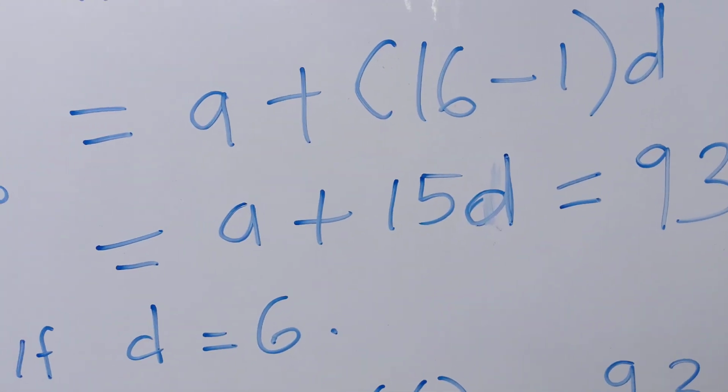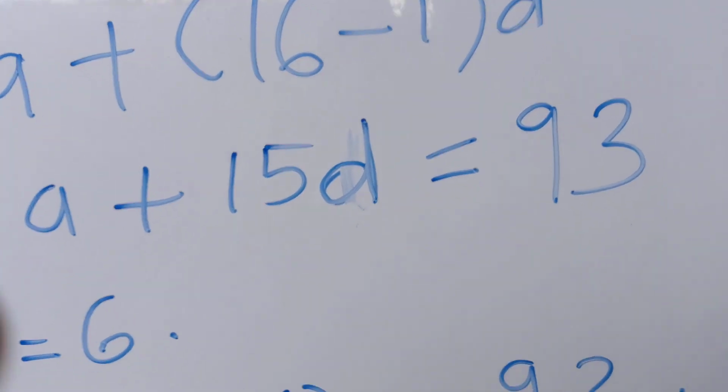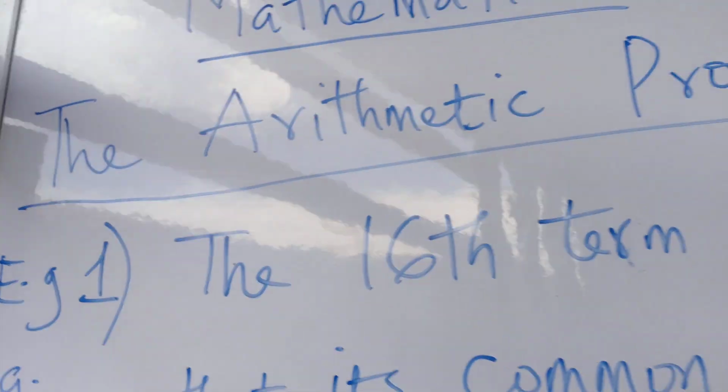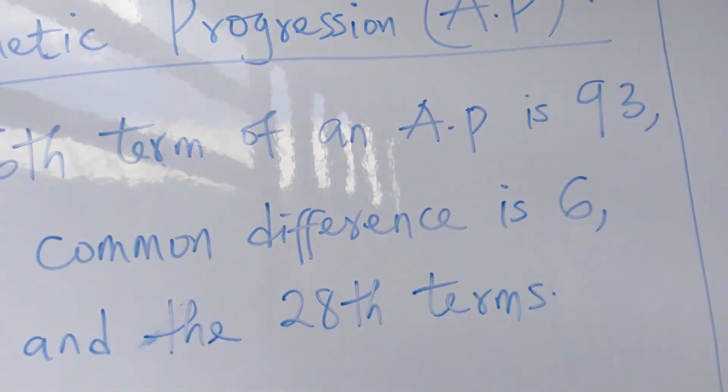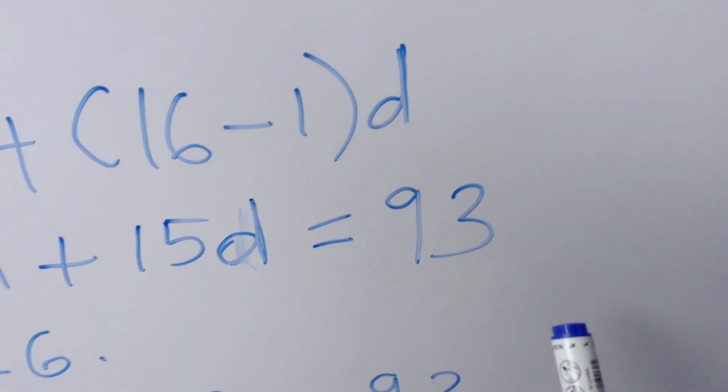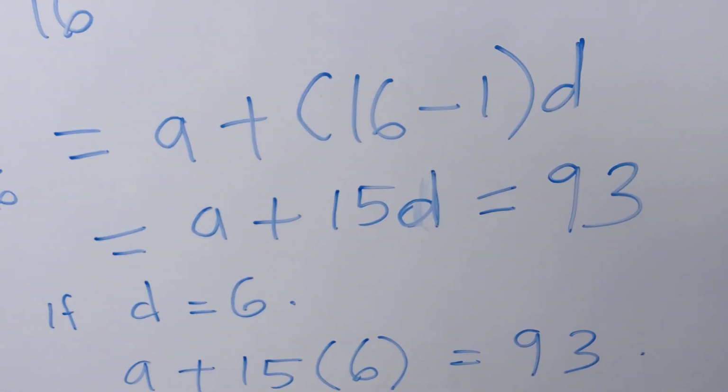I'm having A plus 15D equal to 93. Yes, it is 93. Why? Because we are told that the 16th term of the AP is 93. So now, T16 will be equal to 93. Alright, so you equate that to 93.